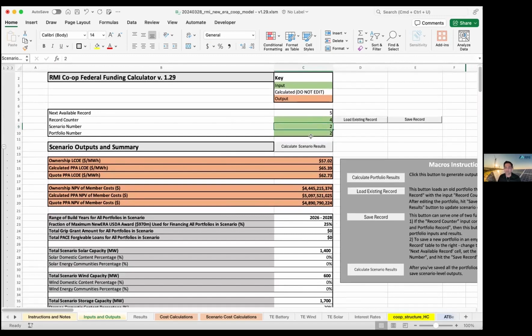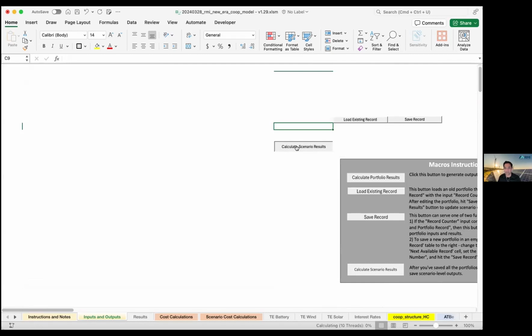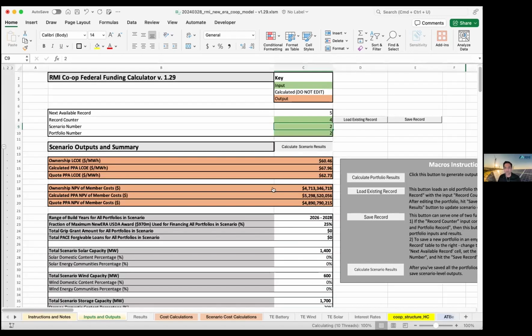Next, I've got scenario 2 open, and the thing that I want to do is to calculate scenario results for scenario 2. I haven't done that yet, so it's not recorded yet. Now that I've got the second portfolio of scenario 2 in, I can calculate the scenario results. And again, we have to wait while it calculates the costs for that second scenario. Once I have those costs, I can compare it to the previous case to see how much of a difference it made for me not to be able to claim the bonus adders for the solar and wind in my portfolios in this second scenario.